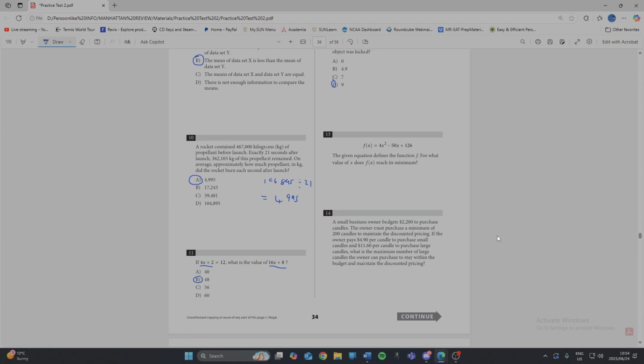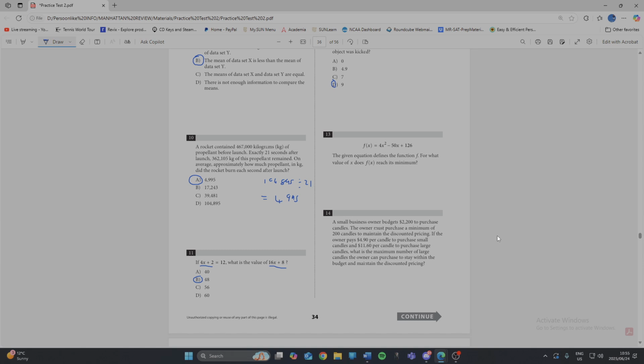It says, a small business owner budgets $2,200 to purchase candles. The owner must purchase a minimum of 200 candles to maintain the discounted pricing. Okay, so 200 candles must be purchased. If the owner pays $4.90 per candle to purchase small candles and $11.60 per candle to purchase large candles, what is the maximum number of large candles the owner can purchase to stay within the budget and maintain the discounted pricing?